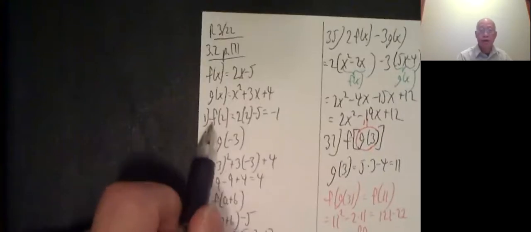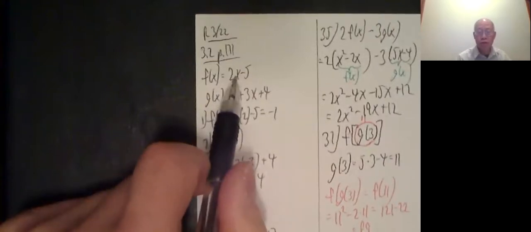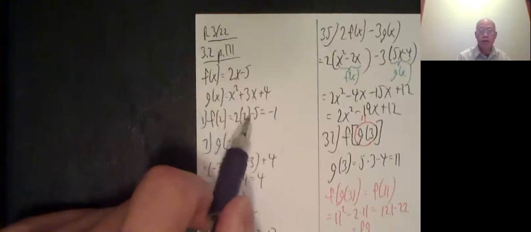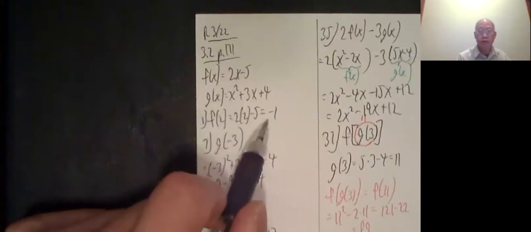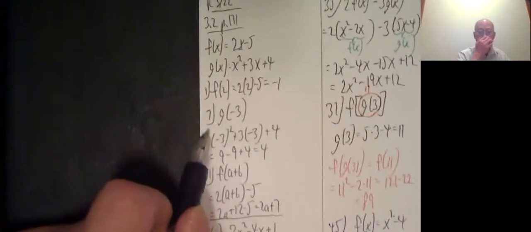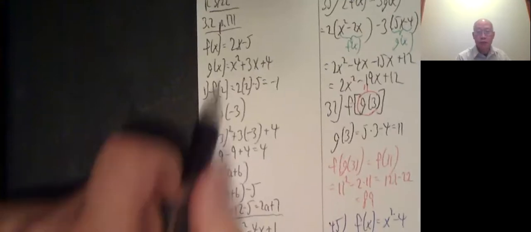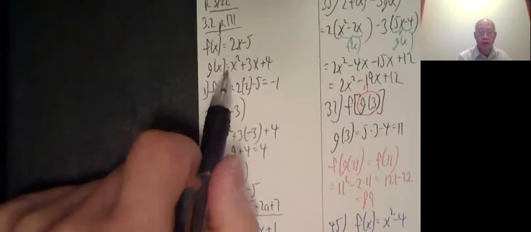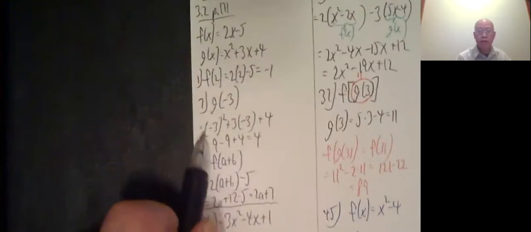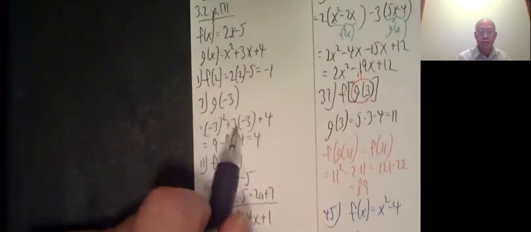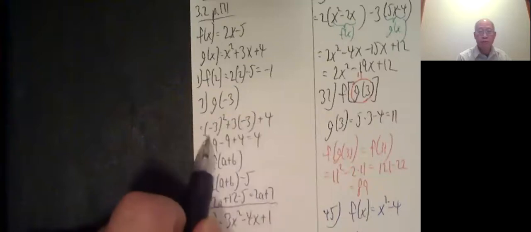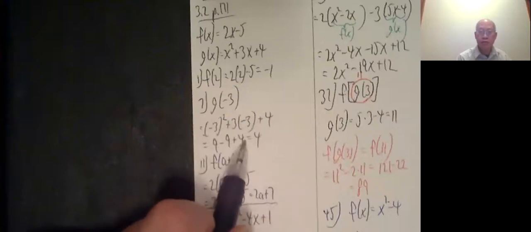Now, when they give me a particular number like f of 2, it means you just plug in 2 to the f function. 2 times 2 minus 5, 4 minus 5 equals -1. Number 7 says g of -3. So that means you put -3 in the g function. -3 there, -3 there, -3 squared plus 3 times -3 plus 4. So that's 9 minus 9 plus 4, which is 4.